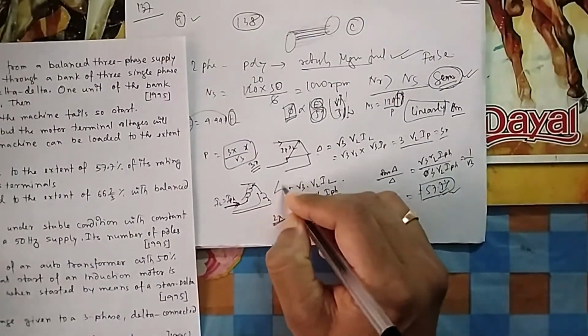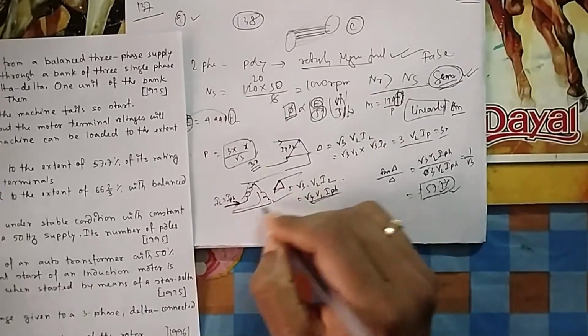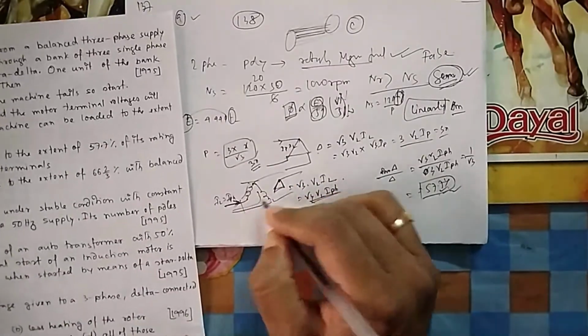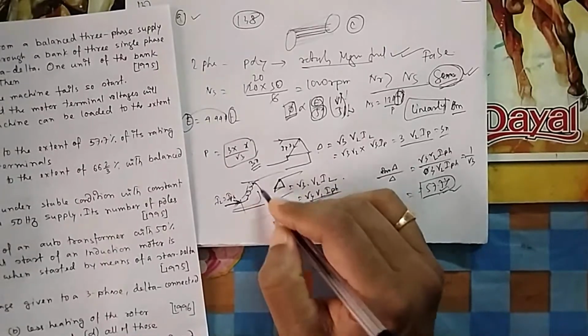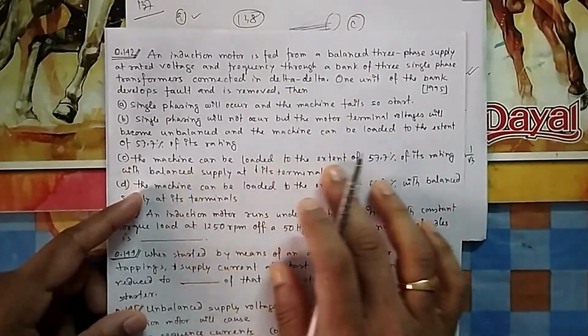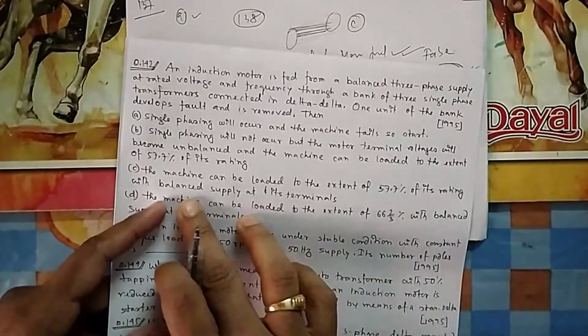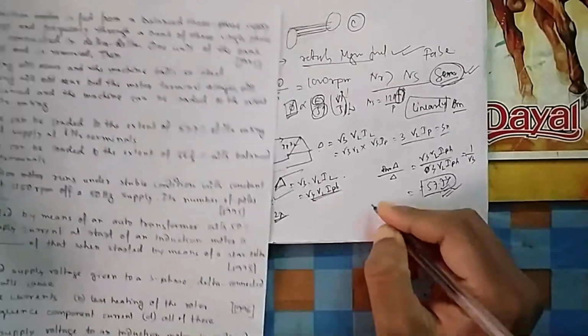So accordingly, your motor will get power from three phases. The voltages will be balanced because all 3 phases are present, so this unbalanced voltage will not occur. The machine will be loaded to the extent of 57.7%, but that is okay, because your rating will reduce now, to that rating with a balanced supply at its terminal. So that is option A, C.